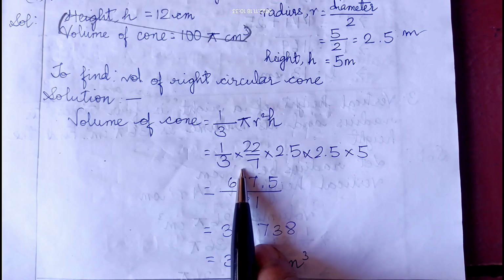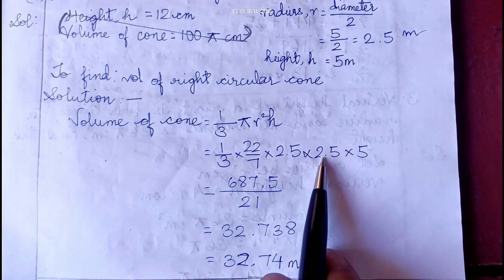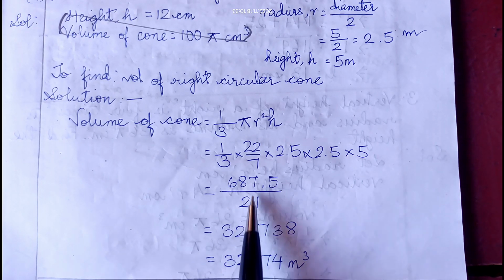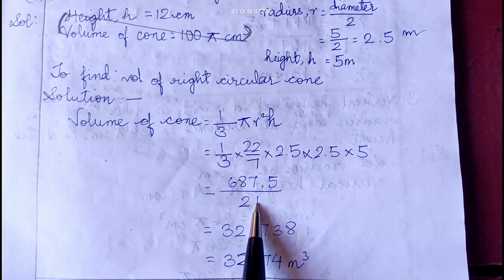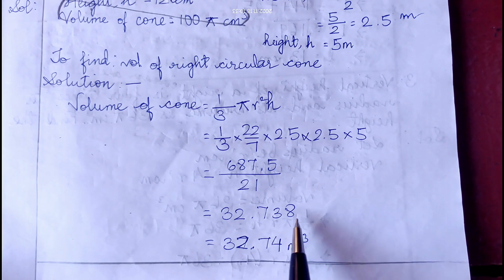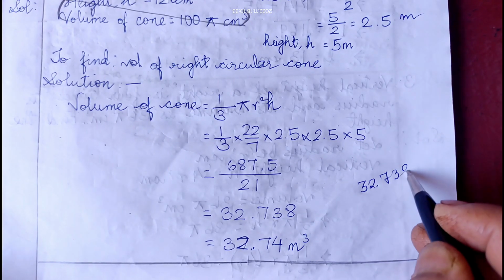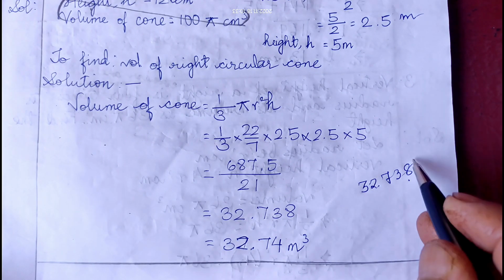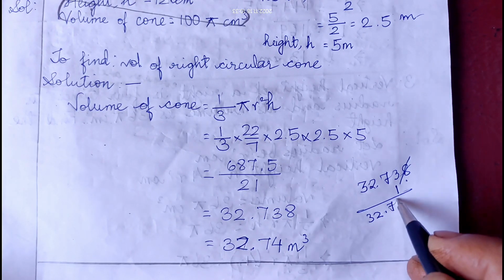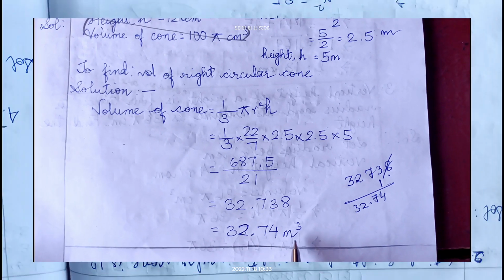Since cancellation is not possible, if we multiply 22 into 2.5 into 2.5 into 5, it will give 687.5, and in the denominator it will be 3 7s are 21. If you divide, you are going to get 32.738. In the third place, it is more than 4. Cut and add 1, so it will be 32.74. Therefore, required volume of the cone is 32.74 meter cube.